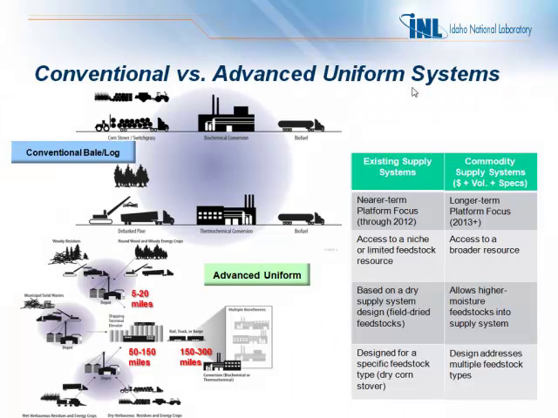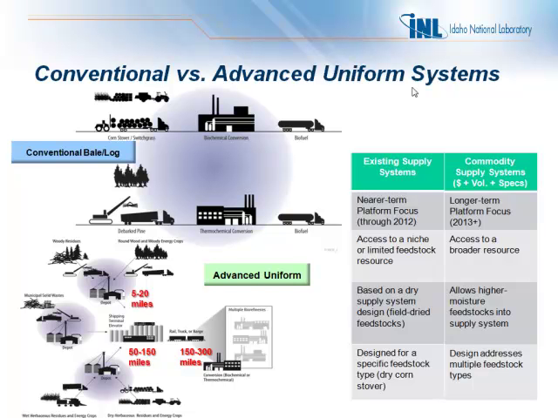Existing supply systems today struggle with overcoming those challenges that I mentioned earlier. Conventional systems, such as these, struggle with resource availability. They use field-dried feedstocks, which has issues that we'll discuss later. They're also mainly designed to accommodate a single feedstock.